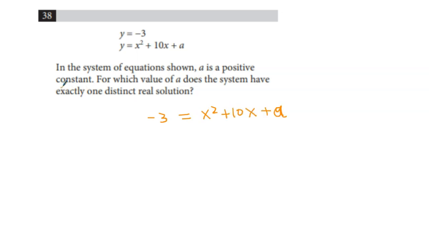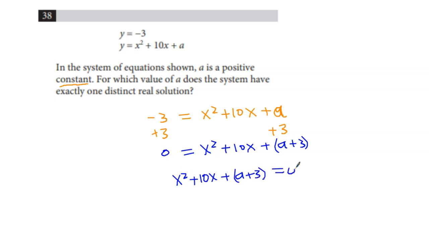Here they make mention that a is a constant, so let's go ahead and bring the 3 over here. So we are going to add 3 here, and we are adding 3 here. 0 equals x squared plus 10x plus a plus 3. So this is together. Okay, so if you want, you can write it as x squared, you can swap it, because that's what most of the students are used to, equals to 0.